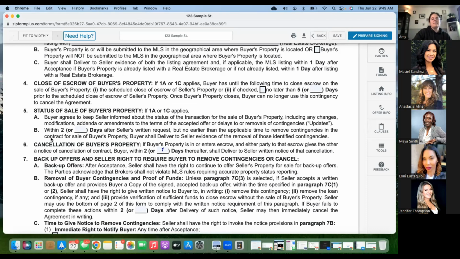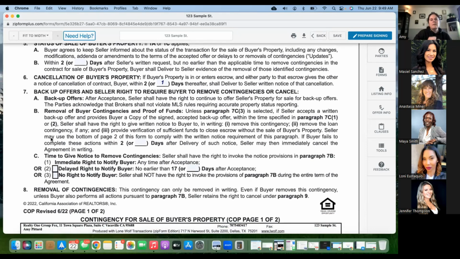All right. Backup offers. This section's really important. Backup offers and the seller right to require buyer to remove contingencies or cancel. After acceptance, the seller shall have the right to continue to offer the seller's property for sale for backup offers. The parties acknowledge that the brokers shall not violate MLS rules requiring accurate property status reporting. This means we can move that property to contingent show, and we can put in the confidential remarks that we are accepting backup offers. If somebody calls us, absolutely, we would take a backup offer. We can serve a notice on this contract. But we still have to move it to contingent. We can't leave it as active.